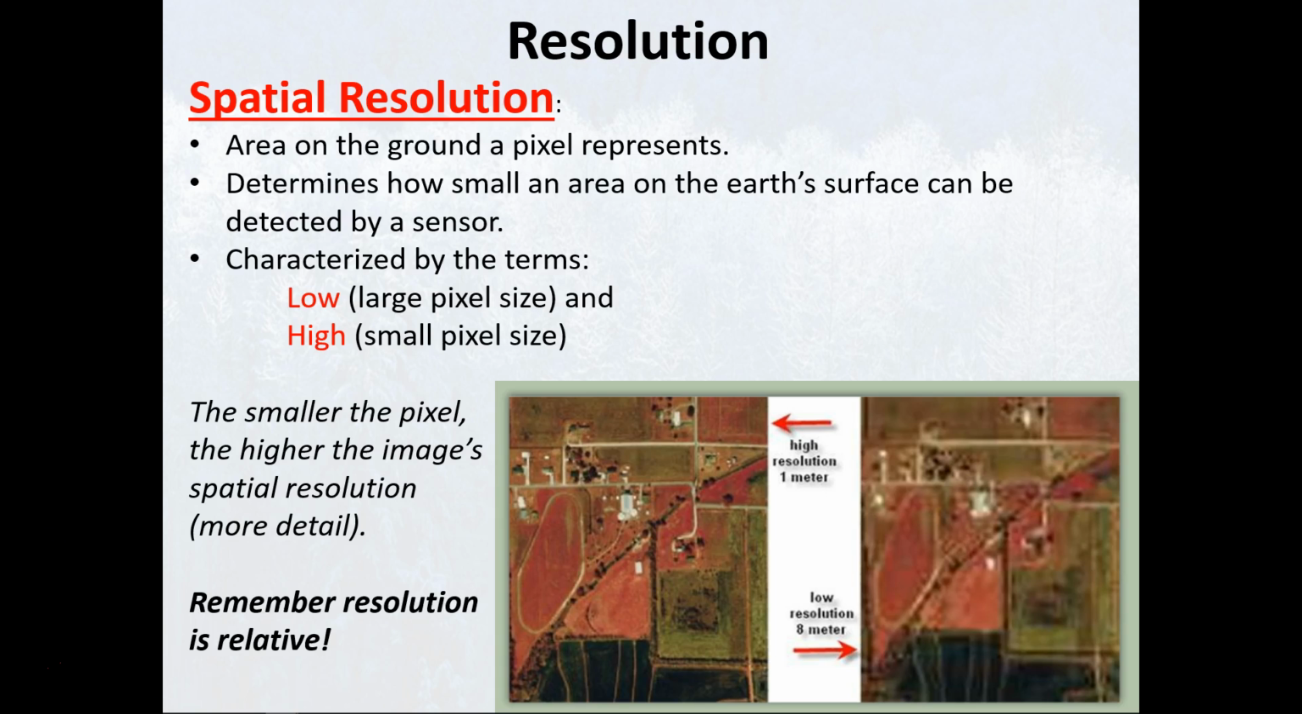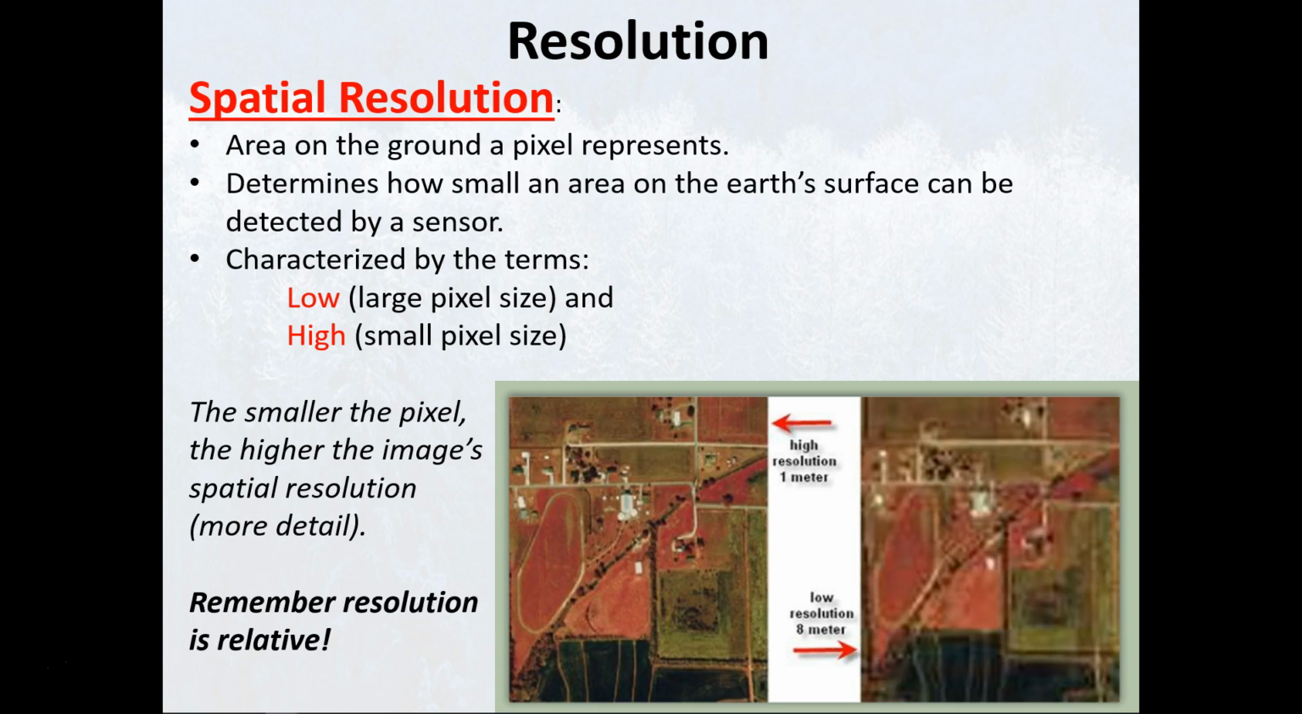Okay, so focusing in on spatial resolution now. You should already know that spatial resolution refers to the area on the ground represented by a pixel. So, for example, an image with 2-meter resolution would have a pixel size of 2 meters by 2 meters and hence represent 4 square meters on the ground. Remember, we're talking area here.